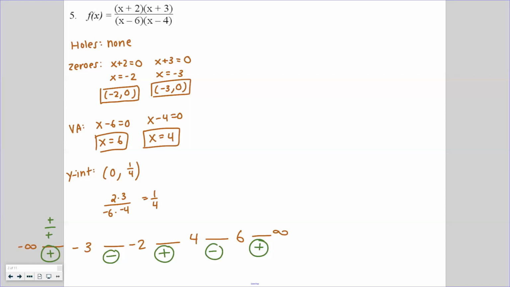So that's the next thing that we need to do, is we need to do the long division so that we can get all the rest of the information. So in order to do the long division, I need to FOIL the numerator and the denominator. I need to multiply these factors together so that I can know what I'm dividing. So x plus 2 times x plus 3, that's just x squared plus 5x plus 6. And then in the denominator, x minus 6 times x minus 4, we've got x squared minus 10x plus 24. Right, so we're going to use that to do the long division.